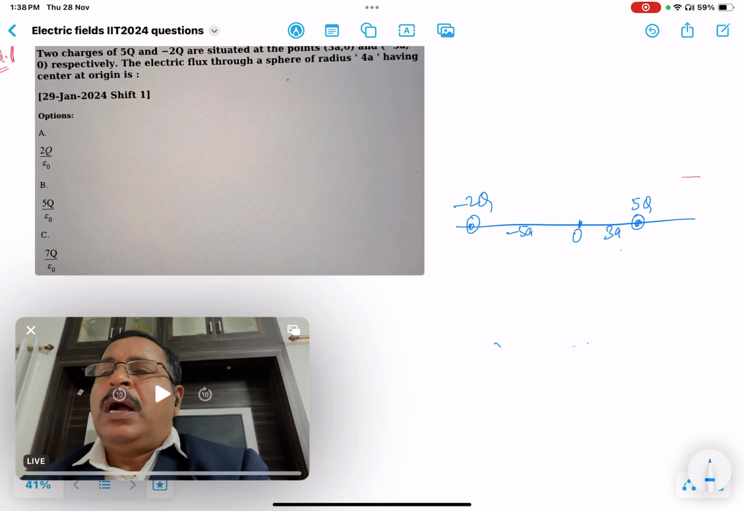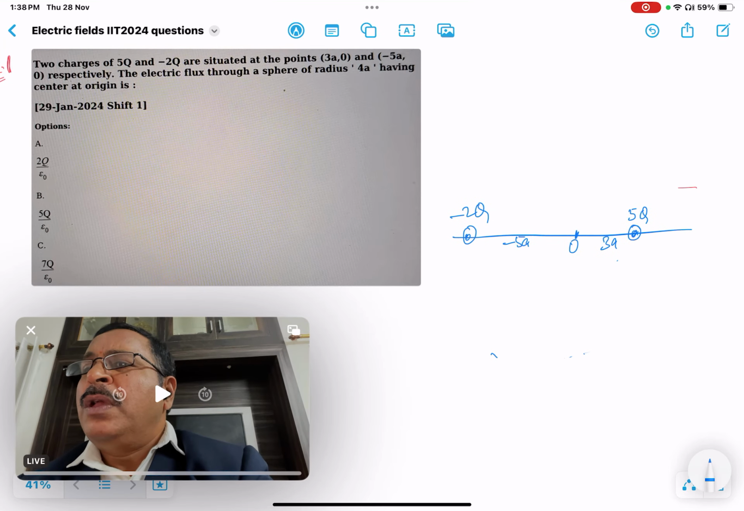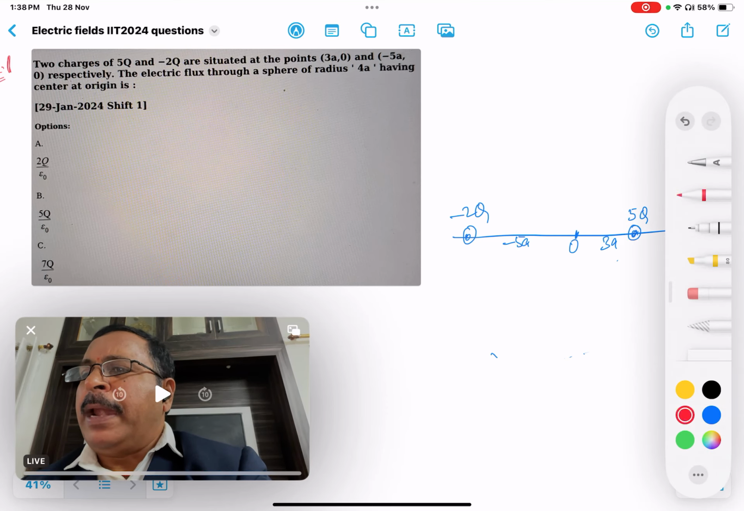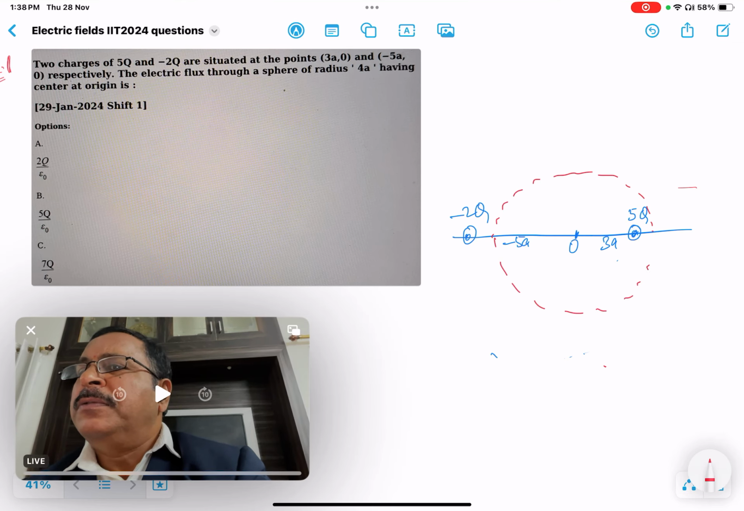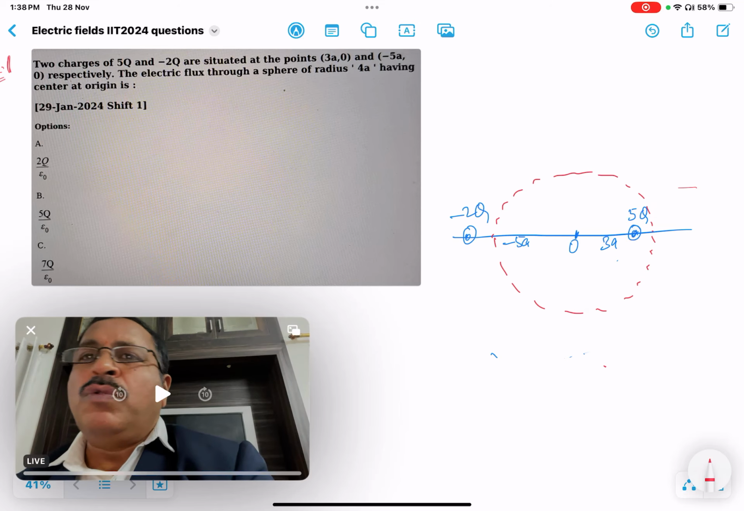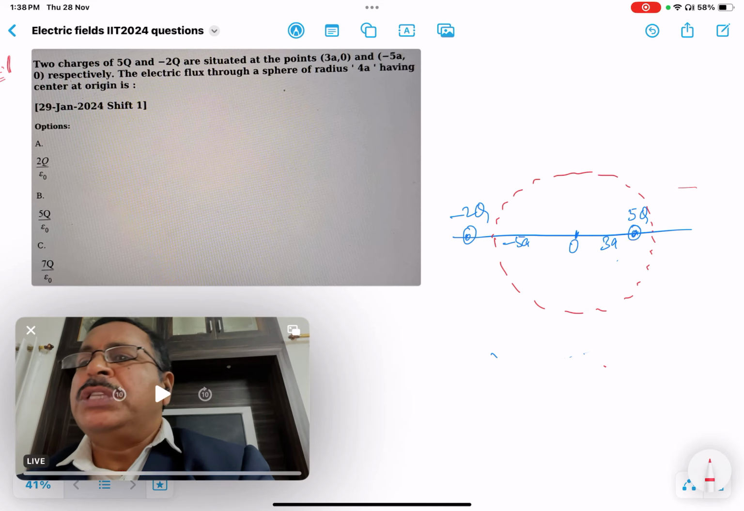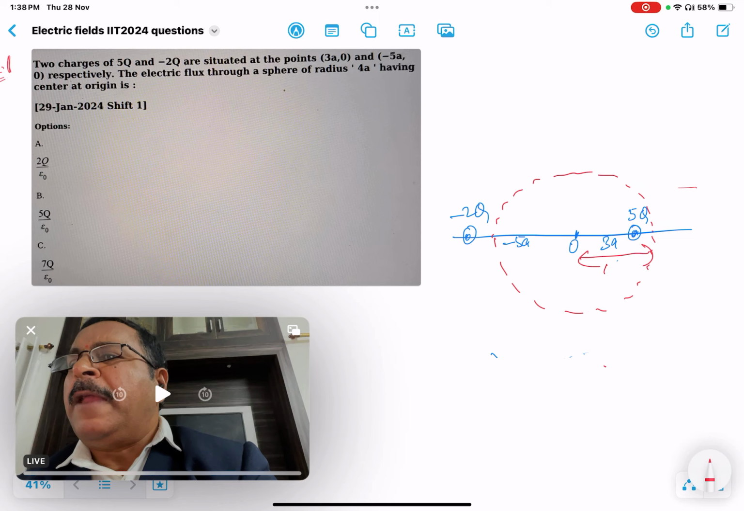Now assume one circle here. Observe the problem carefully. One circle is assumed here by selecting the radius 4a. I'm representing it with the red pen. By selecting the radius 4a, one circle is assumed here, a closed surface. Now the question is, what is the flux through this closed surface? Its radius is given as 4a.